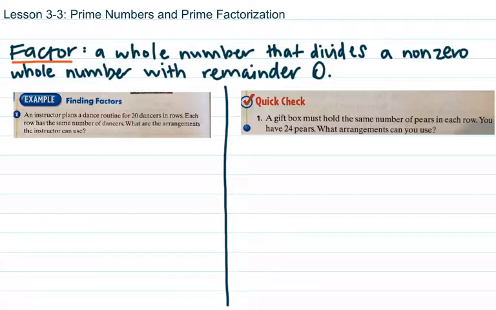An instructor plans a dance routine for 20 dancers in rows. Each row has the same number of dancers. What are the arrangements the instructor can use? So what are all the ways we can multiply two whole numbers to get to 20? Well, 1 times 20, 2 times 10, 4 times 5. All I did was list out all the different arrangements the instructor can use.